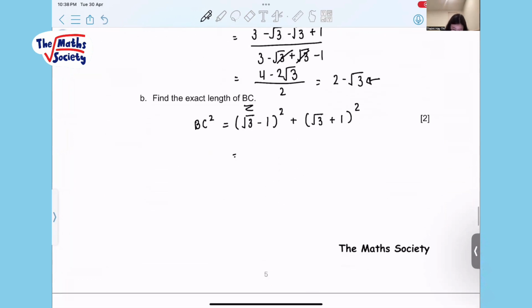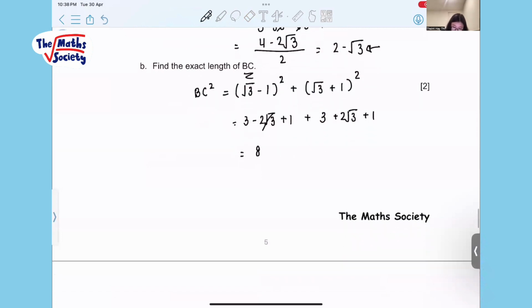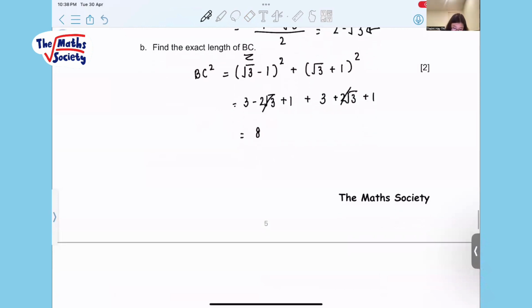So this is going to be the same way: 3 minus 2 root 3 plus 1, plus 3 plus 2 root 3 plus 1 as well. So we just have 3 plus 3 is 6, 7, 8. You have 8. And then minus 2 root 3 plus 2 root 3 is just going to go. And then you just square root 8. So we know that it's going to be 4 times 2, 8, right? And 4 is the square number of 2, so it's 2 root 2. So we know that BC is going to be equal to 2 root 2 centimeters.